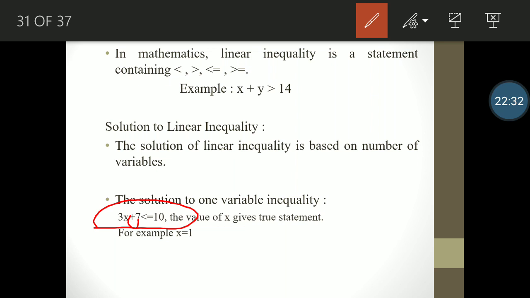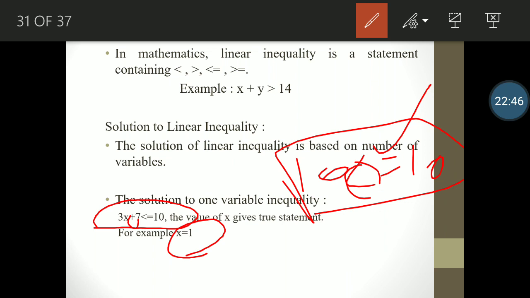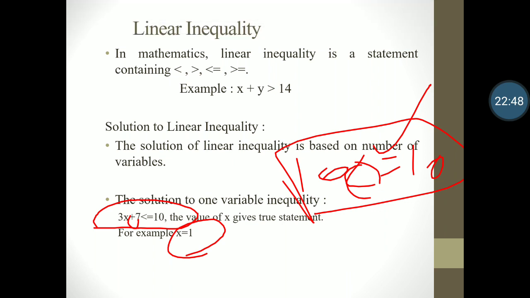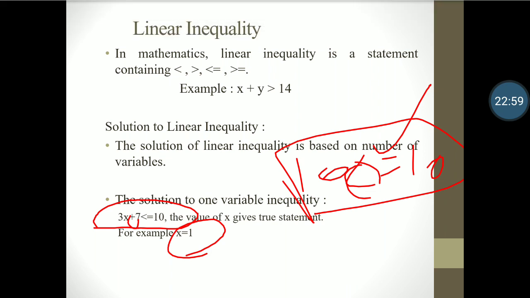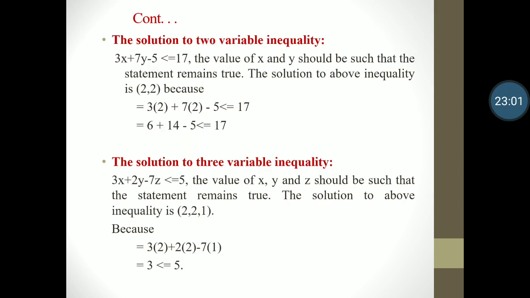So if we put x equal to 1, it will be 3 plus 7, which is equal to 10. 10 less than or equal to 10. 10 is not less than 10, but 10 is equal to 10, which means it is true. So for solving this inequality, we have to consider numbers which make our statement true.